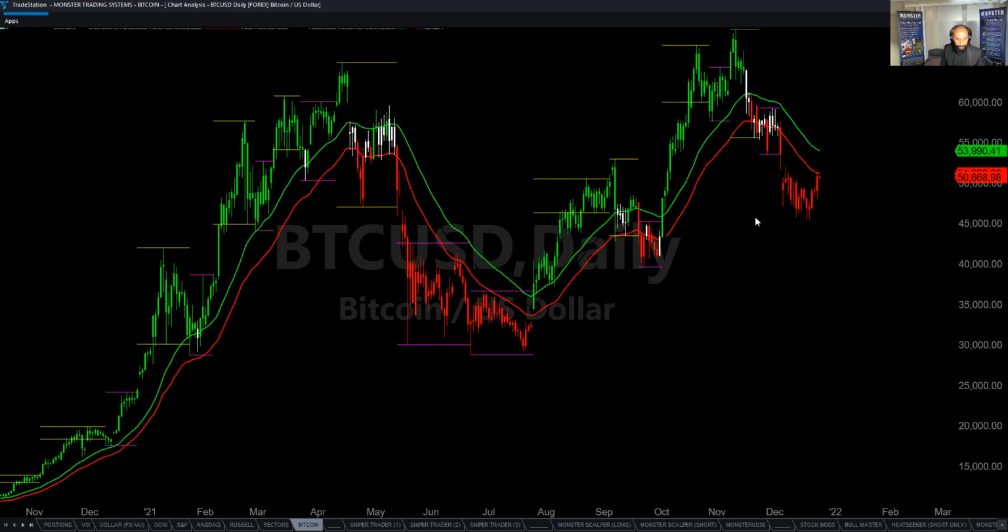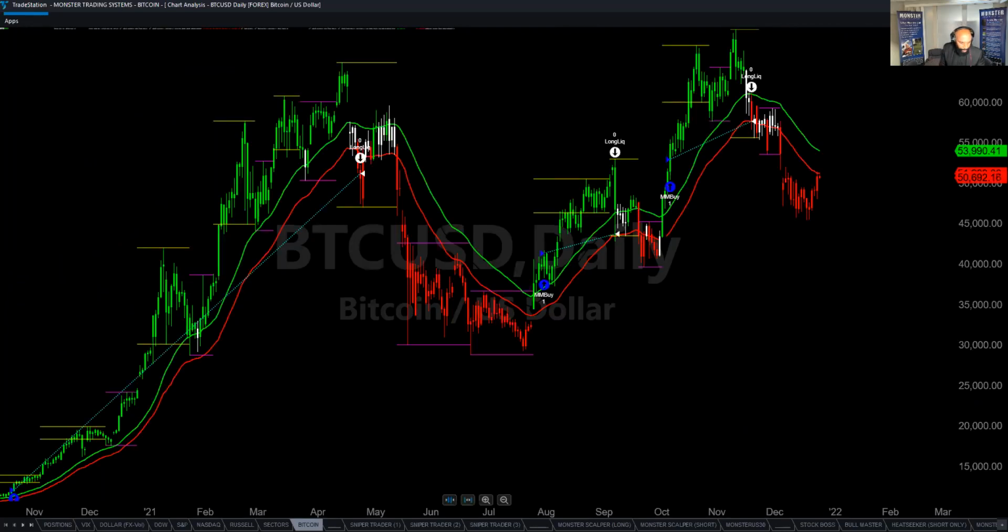So what I'm hoping is that it does something like this. It breaks through that moving average, a ton of buy-in comes in, and then starts to move higher on the daily time frame. That's really good for Bitcoin. And as you guys know, Bitcoin is the barometer for the entire crypto market. As Bitcoin moves higher, so will most cryptos.